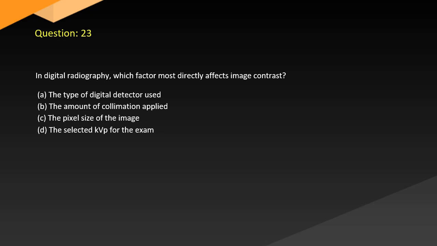Question 23. In digital radiography, which factor most directly affects image contrast? A. The type of digital detector used. B. The amount of collimation applied. C. The pixel size of the image. D. The selected kVp for the exam.